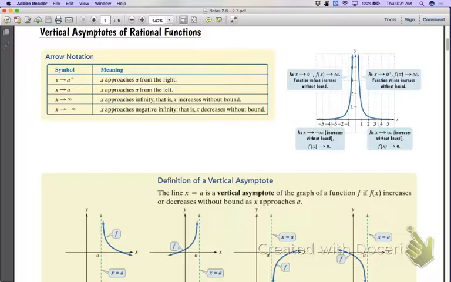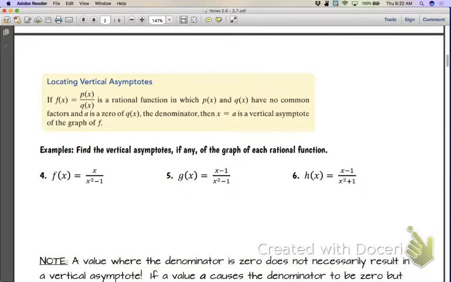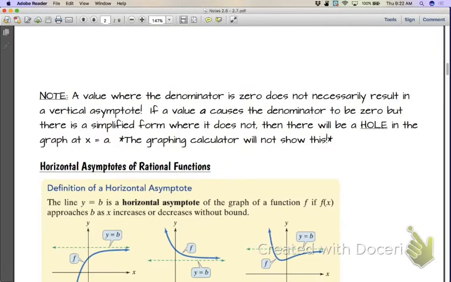Whenever we talk about our horizontal asymptotes, okay, locating the vertical asymptotes is real simple. Set the bottom equal to 0 and solve. Those are going to be where your vertical asymptotes are. It's basically what it says here in this note, that a value where the denominator is 0 does not necessarily result in a vertical asymptote.